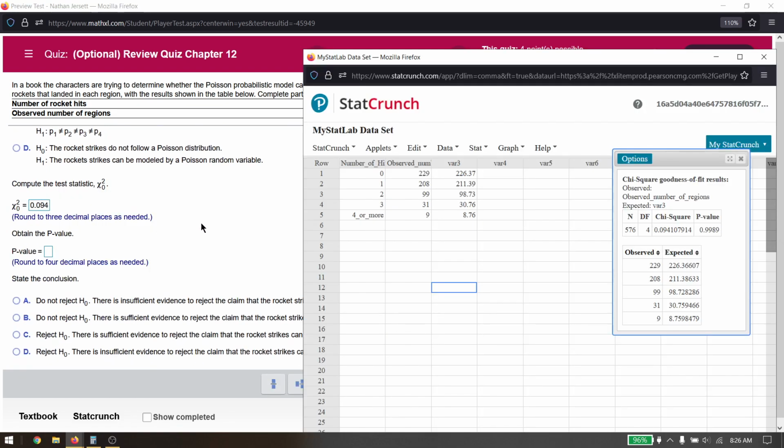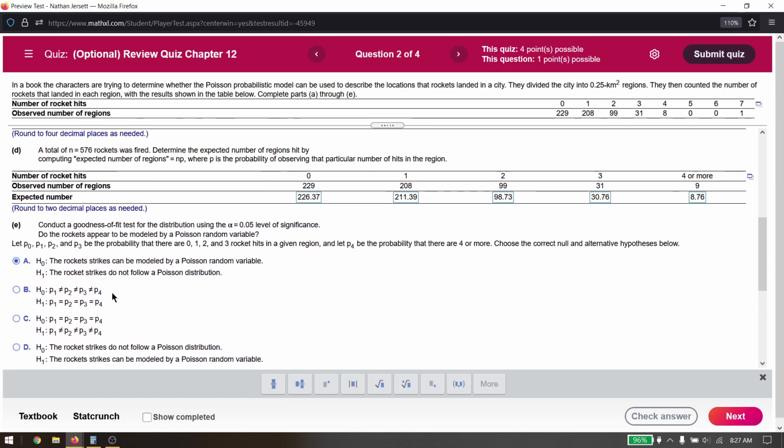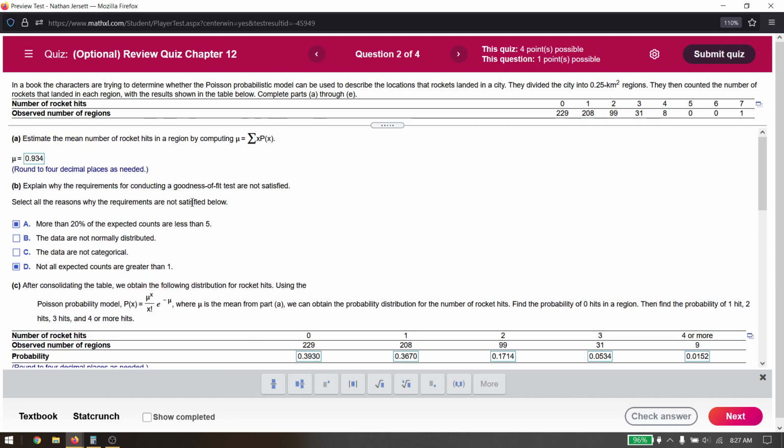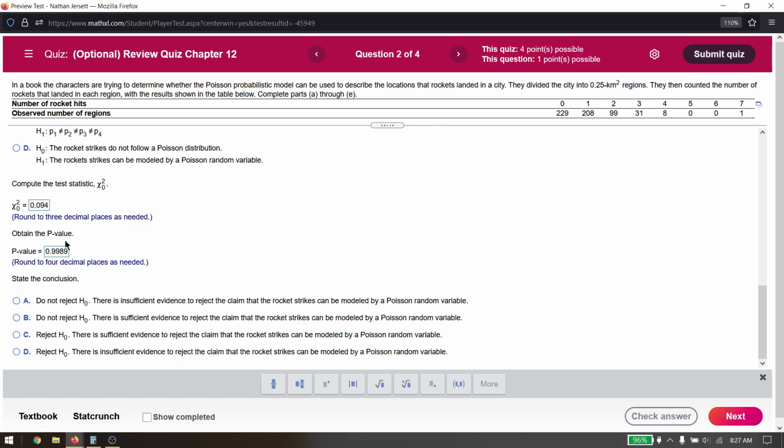Okay, p-value. P-value says 0.9989. 4 places, so yeah, all of them. And of course, that's a huge p-value. It really doesn't matter what alpha you choose. I don't even think they stated alpha anywhere. That's so large that it would always pass it. So we do not reject H0.